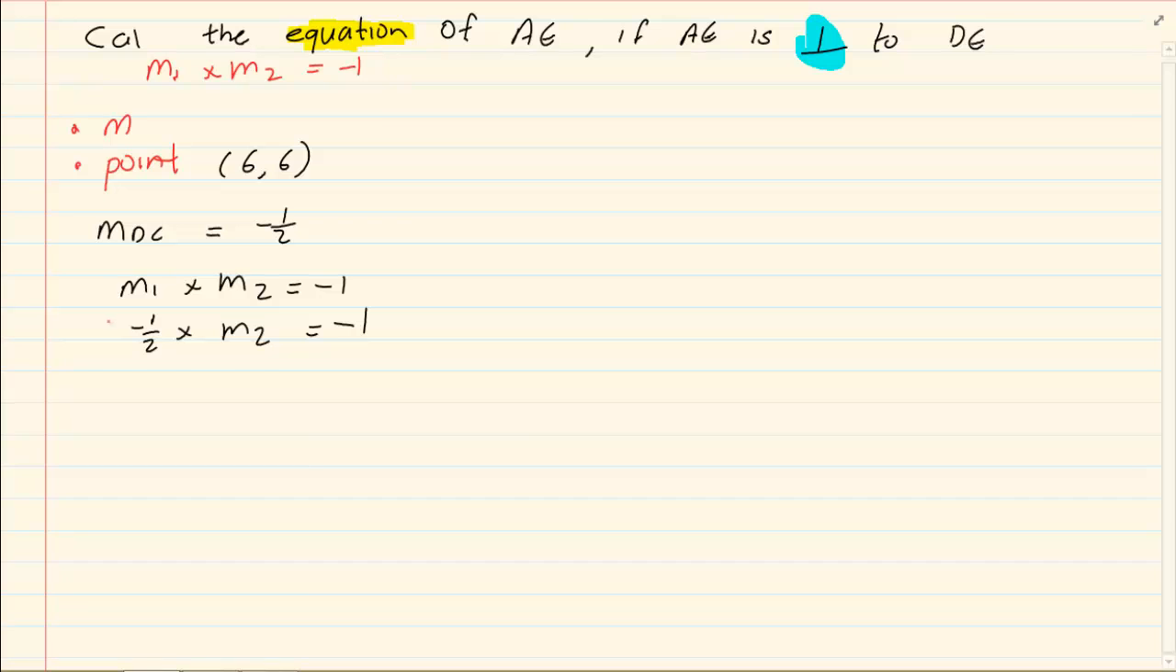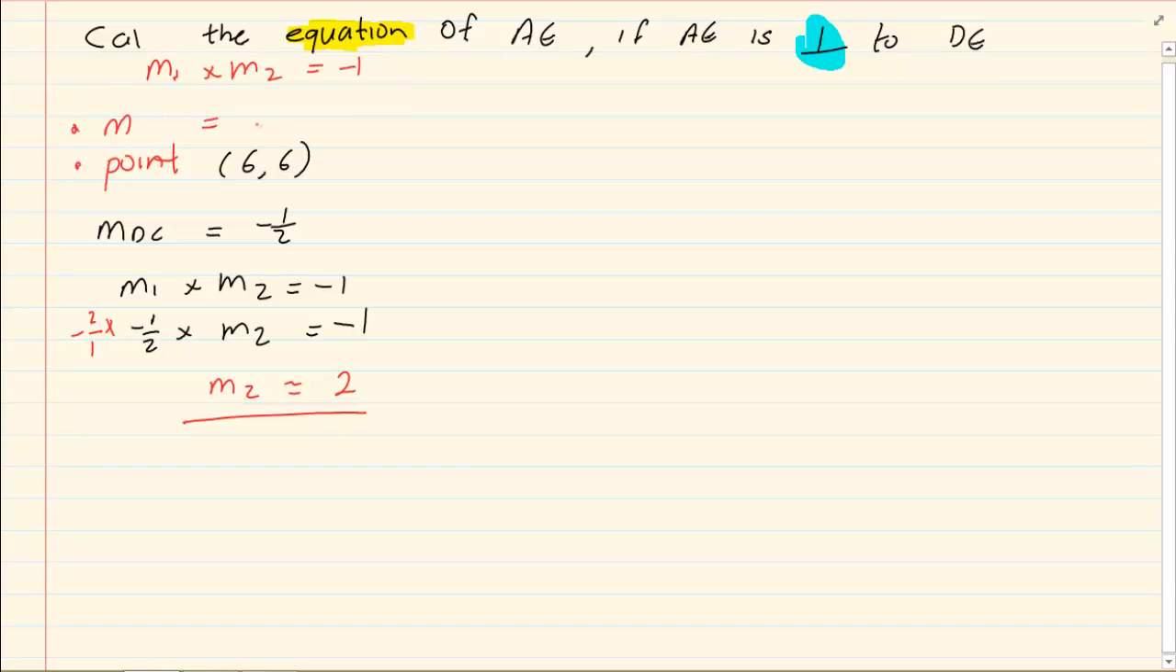To get rid of the negative half, we're going to times it by 2 over 1, or you can divide it by negative a half. We'd have m2 is equal to 2. Now an easy way to remember it is to swap it and change the signs. So 1 over 2 topsy-turvy, make it 2 over 1, negative, make it positive. So we have m2 is equal to 2.